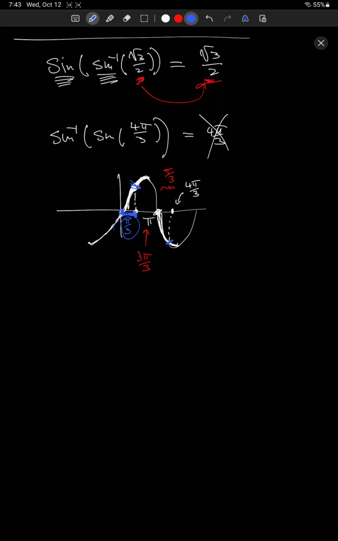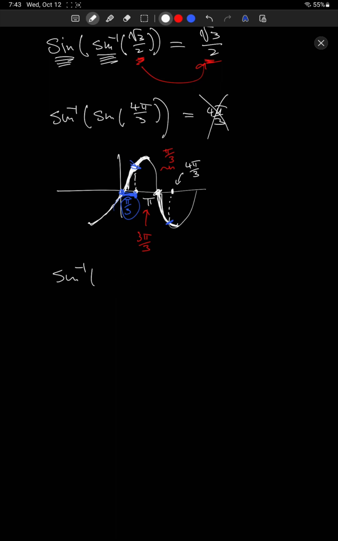Sine of pi over 3 is equal to root 3 over 2. And so this is the same as saying arc sine of negative root 3 over 2. Let me write it like this, root 3 over 2. Negative, because sine of pi over 3 is positive root 3 over 2, and what we're looking at is the negative of that.